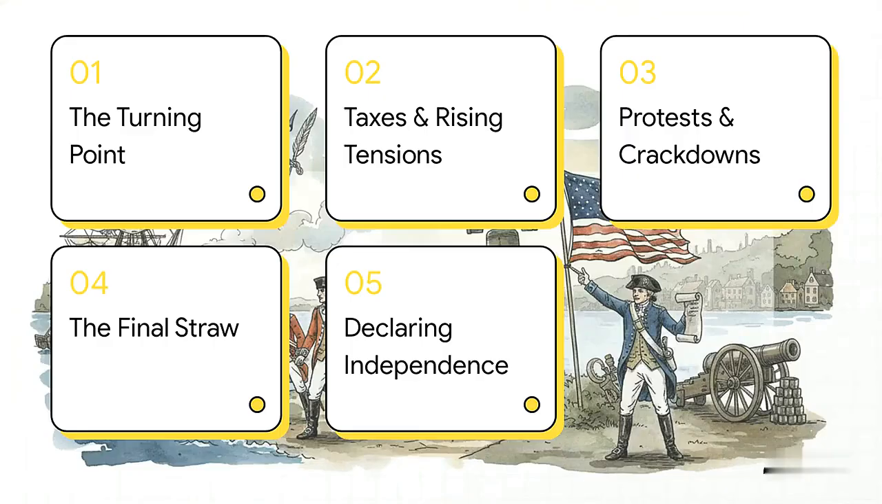Here's the syllabus for our Explainer today. We're going to trace the rapid action versus reaction timeline that turned everyday British subjects into American revolutionaries. We'll hit the turning point, rising taxes, violent crackdowns, the final straw, and ultimately declaring independence.